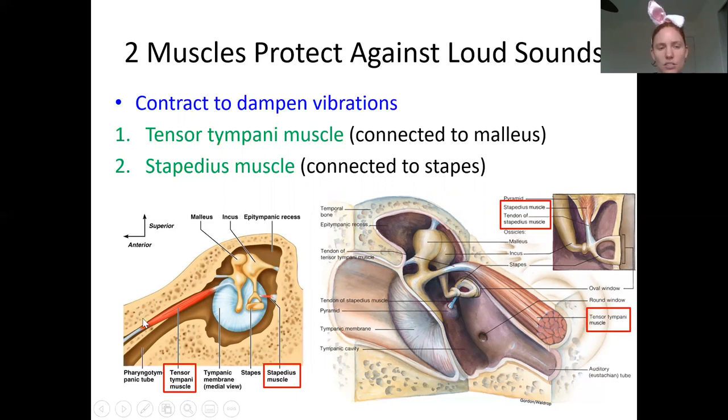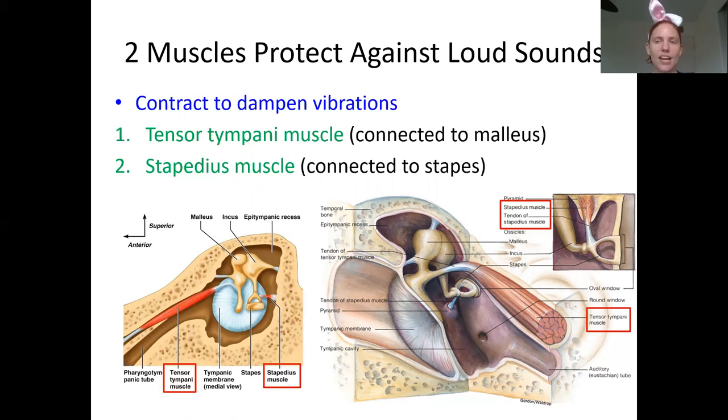And so what they do instead is the tensor tympani muscle, which is the one that's connected to the malleus, and the stapedius muscle, which is the one connected to the stapes, they're going to contract. And what that does is that holds on to them and stabilizes them and prevents them from vibrating back and forth as much. And that helps protect the inner ear from excessive noise.